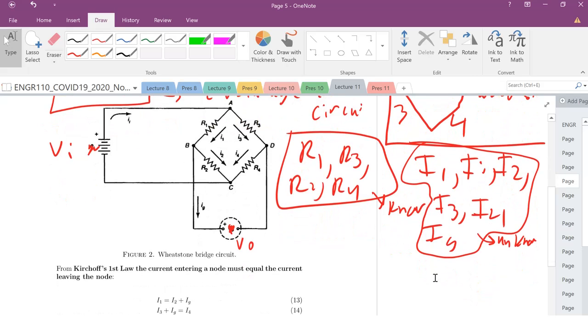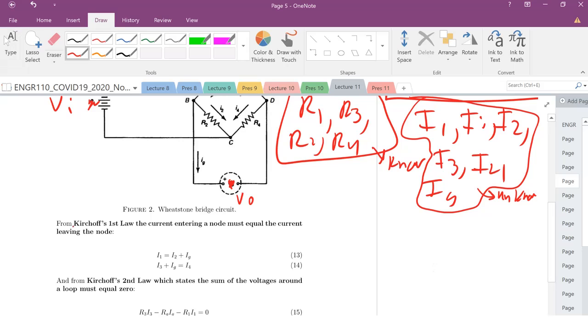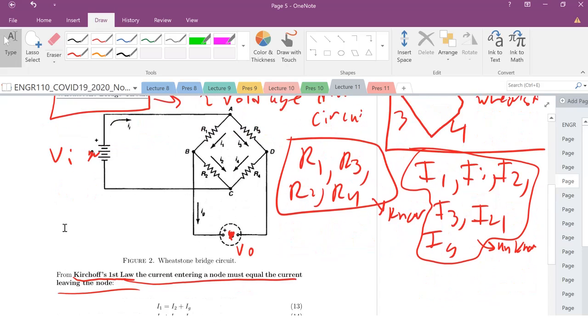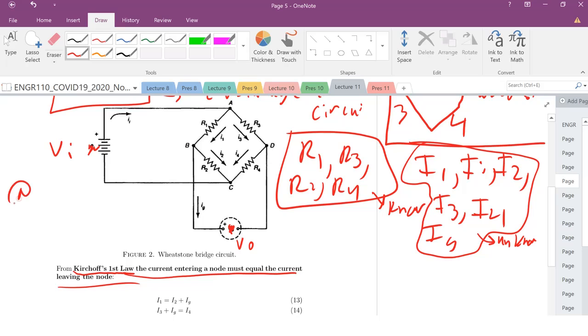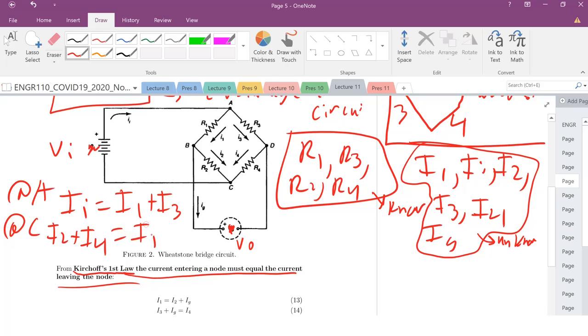I hope you all remember this from your circuits class. We have Kirchhoff's first law and Kirchhoff's second law. Kirchhoff's first law: current entering a node must equal the current leaving the node. I've got several nodes here, right? Let's start off at A. At A, the current entering my node is just II. The current leaving my node is I1 plus I3. What about at C here? The current entering my node is I2 plus I4. The current leaving my node is equal to II.